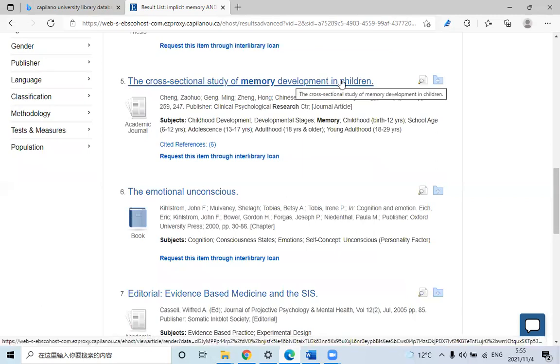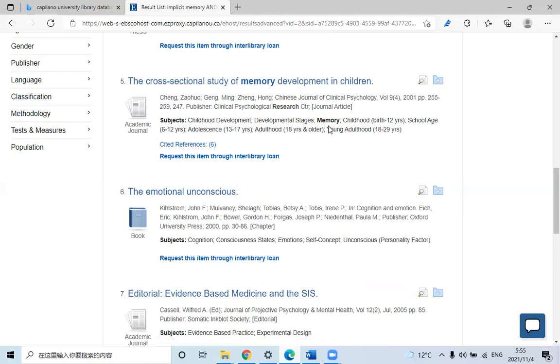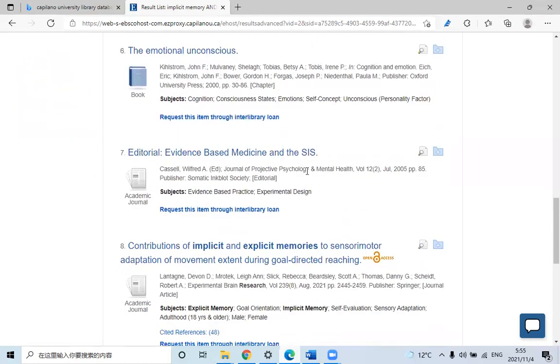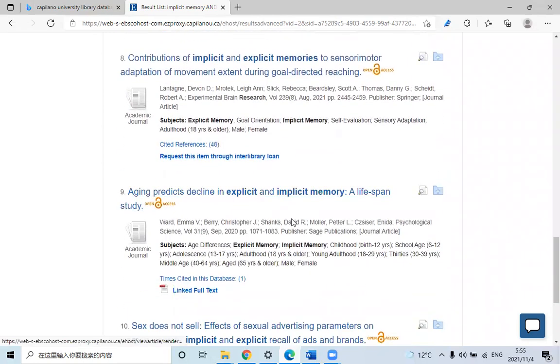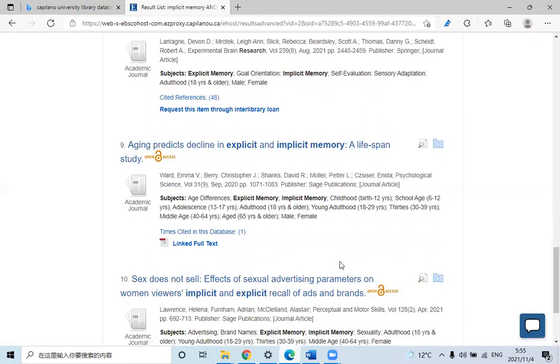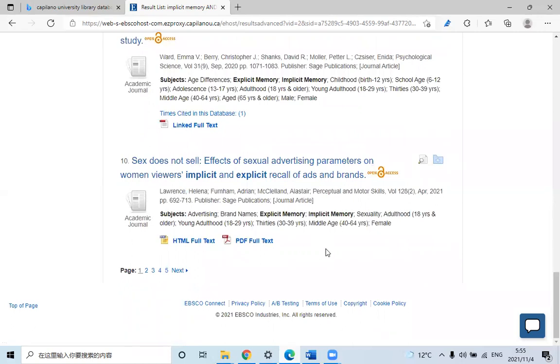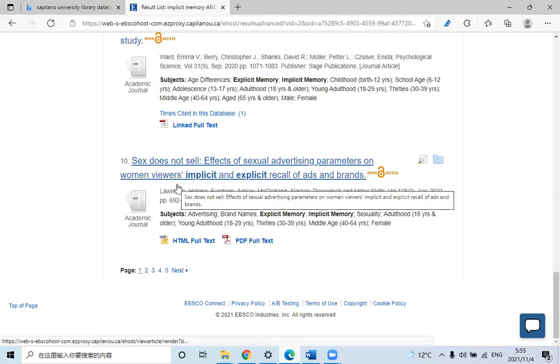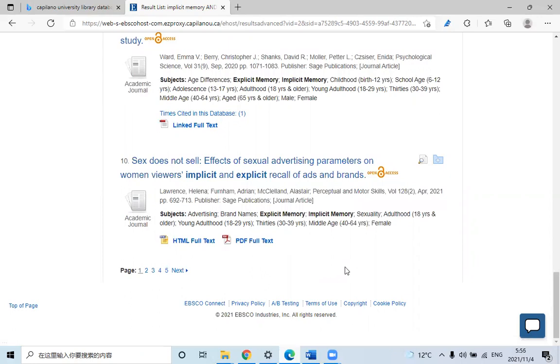Cross-sectional study memory development in children. It doesn't have the keyword of implicit, explicit memory. Yeah, this one sounds good. Number 9, aging predicts a decline in explicit and implicit memory. It has implicit and explicit memory, and it is a lifespan study, might be potentially interesting, but I'm not ready to settle down yet. I want to look more and find the ones that I really like, that I'm sure that I can understand.